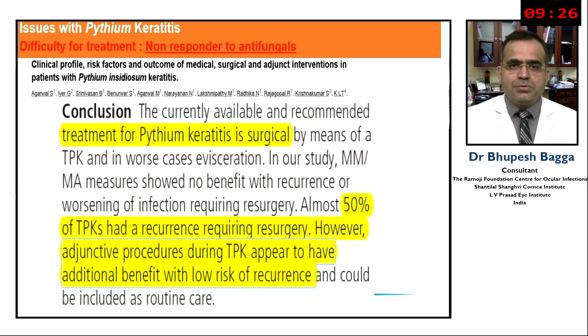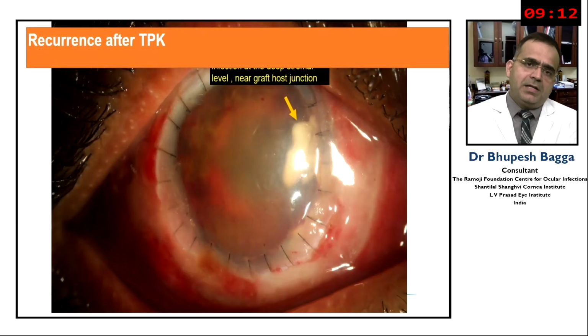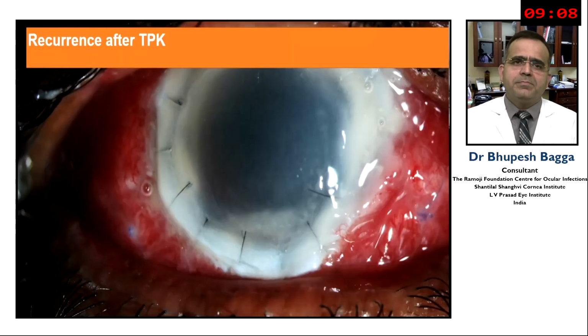So the conclusion was that the treatment of Pythium keratitis is surgical, but 50% of therapeutic penetrating keratoplasties also had a recurrence after transplant, requiring resurgery. As can be observed in this patient, after successful grafting, taking a large graft also, there was a recurrence of Pythium. Here also there is a 360-degree recurrence from the host site, which finally led to the dissolution of the eye.